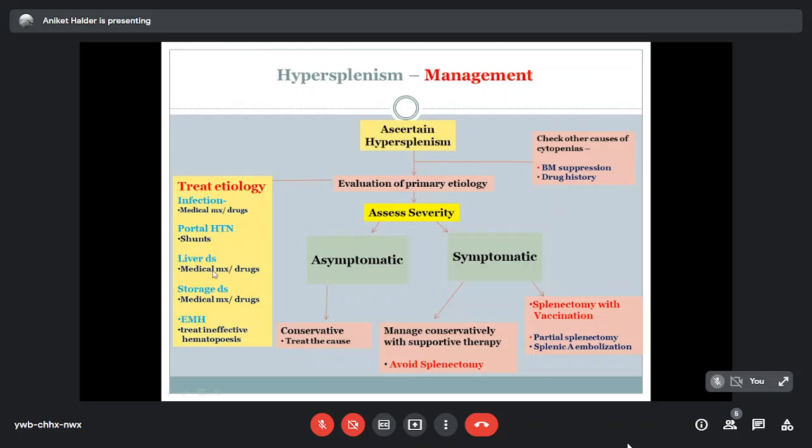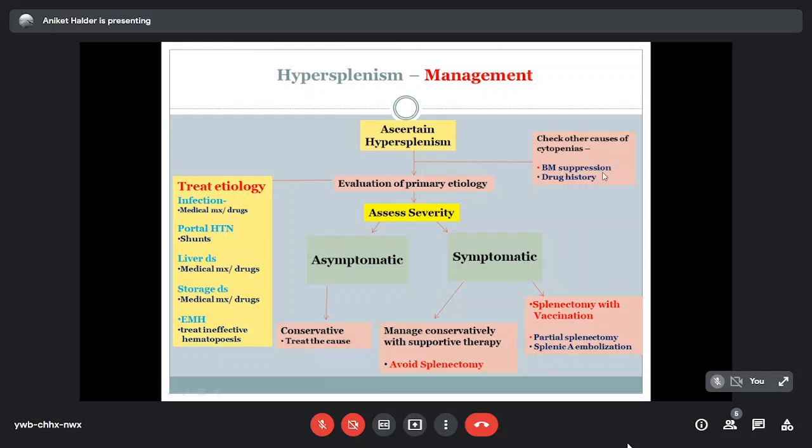In liver diseases, medical management of the underlying liver disease should be done. In case of storage diseases, the medical management is enzyme replacement therapy, although it is not feasible and not available everywhere. If there is extramedullary hematopoiesis, then we have to treat the ineffective hematopoiesis by blood transfusion and so on. And we also have to ascertain whether we are truly dealing with hypersplenism, or whether the cytopenia is secondary to some other cause, like bone marrow suppression.